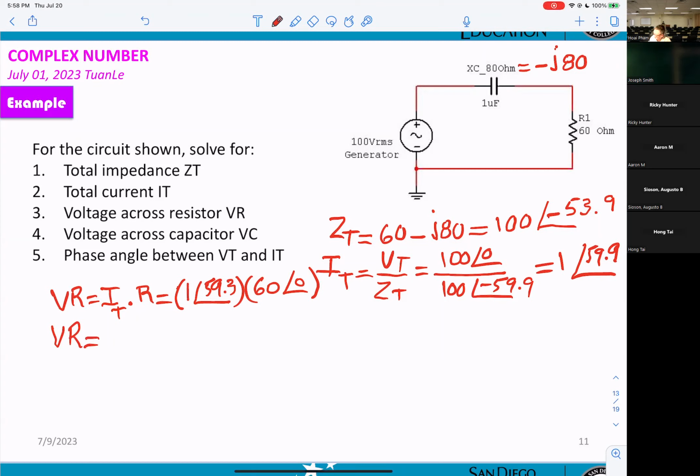So 60 at an angle of, is it 0 or 50? Mr. Pham, question on this. When you get the angle of 60 at 0, do you add the angles, or multiply them, or what? When you multiply following the formula, A times B, the angles will be adding up. Adding, okay.